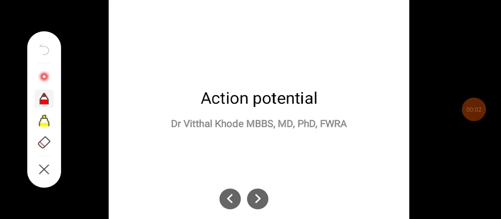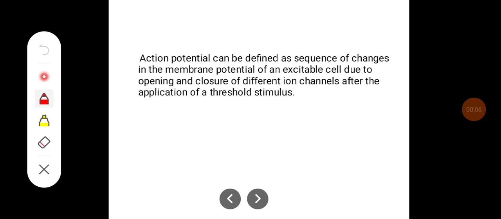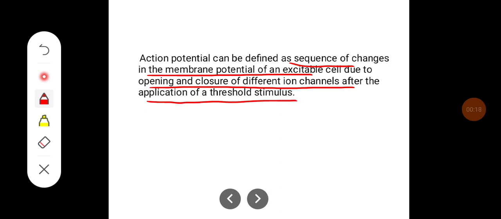Hello everyone. In this class, we'll learn about action potential. Action potential can be defined as a sequence of changes in the membrane potential of an excitable cell due to opening and closure of different ion channels after the application of a threshold stimulus.